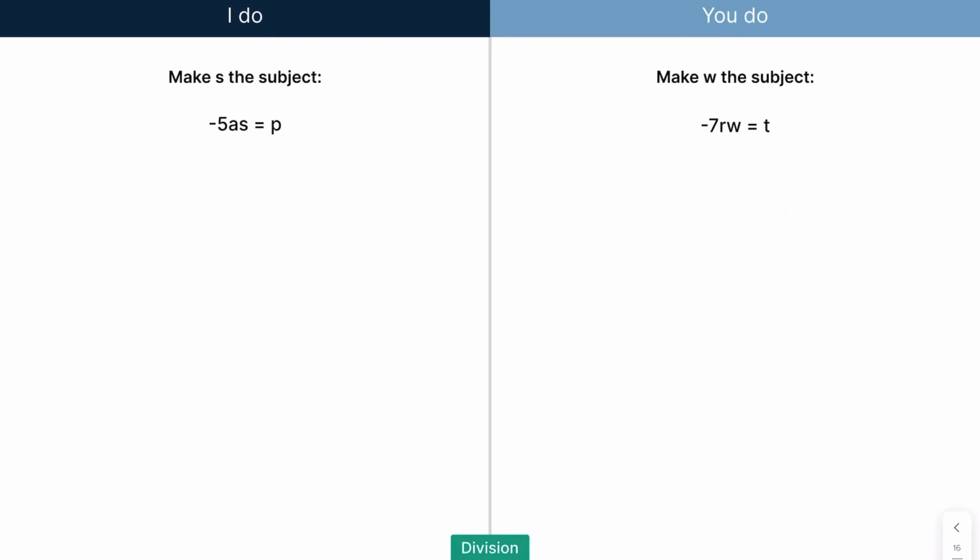Moving on, now we've been asked to make s the subject, and the whole thing is minus 5as. So we're going to divide each side. Now careful here, we're going to divide each side by minus 5a, so we can get rid of the negative with that. So it's not being divided by 5a, it's being divided by negative 5a. And what that then means is s is equal to p over minus 5a.